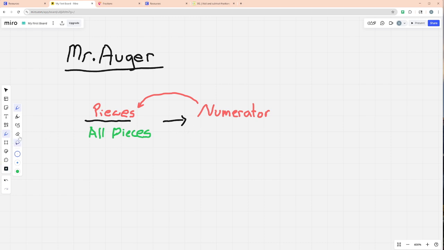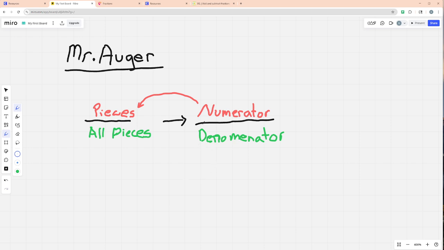And then what about the bottom number? What is that called? Do you remember? It starts with a D. De-na-min-ater. Denominator. That's supposed to be an N. There we go. Denominator. All pieces, denominator.